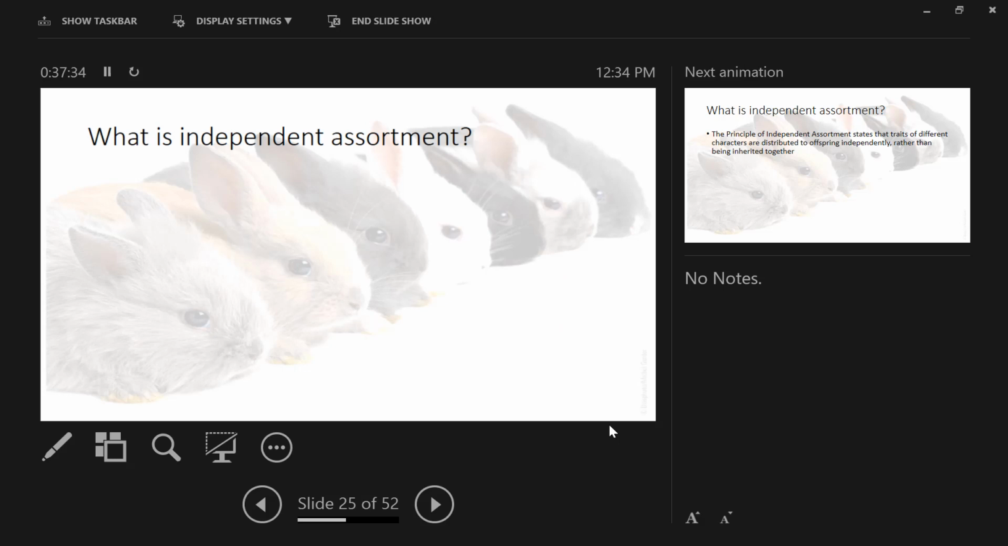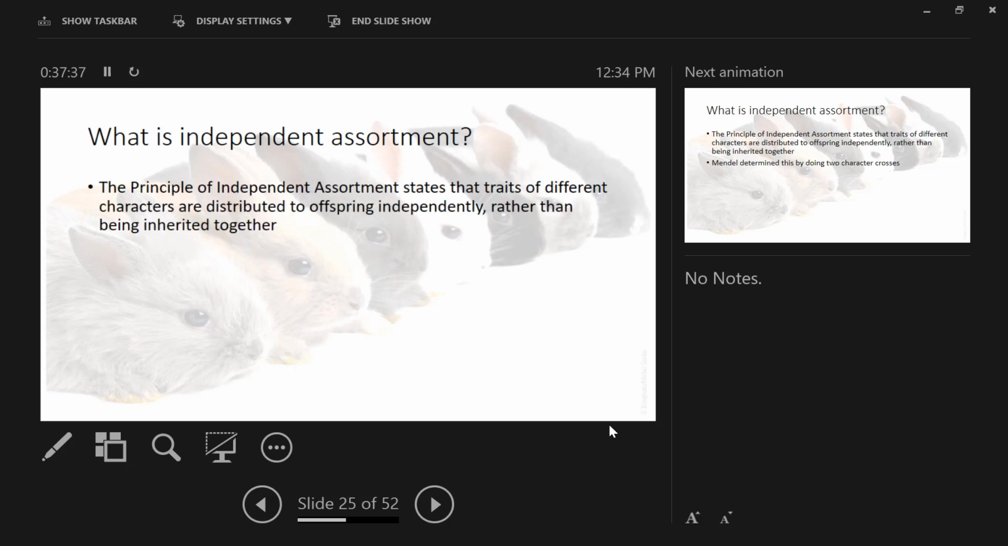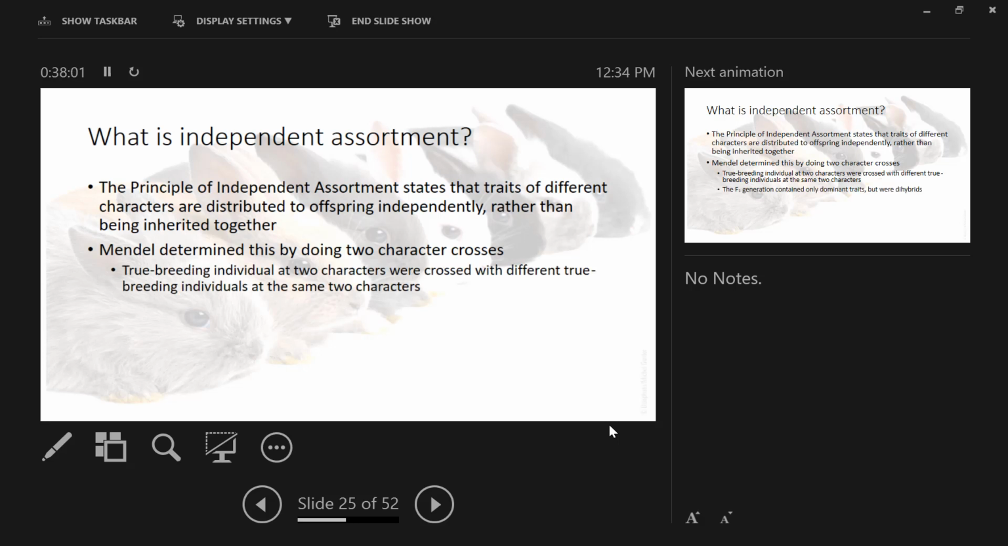All right. So what is independent assortment? The principle of independent assortment, or the law of independent assortment, says that traits of different characters come independently. They do not travel as units. They aren't inherited together. Just because the original parent was true breeding doesn't mean that those are going to be inherited together. So Mendel did this by doing 2 character crosses where he produced dihybrid individuals. So the F1 individuals, they were dihybrids. They were heterozygous at both genes, or heterozygous for both characters.